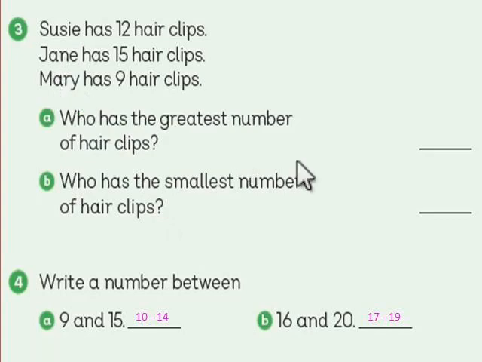Okay, number 4. Write a number between. When you say between. Okay, A, 9 and 15. Between is 10 and 14. 10 and 14 is between 9 and 15. B, 16 and 20. Okay, between is 17 and 19. Because 16, 17, 18, 19, 20. So, 17 and 19 are between 16 and 20.